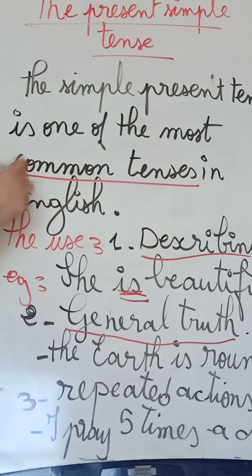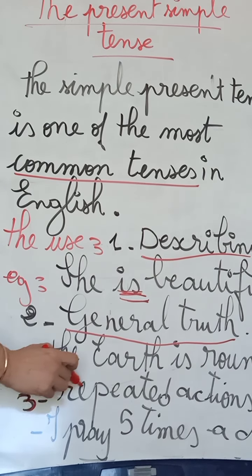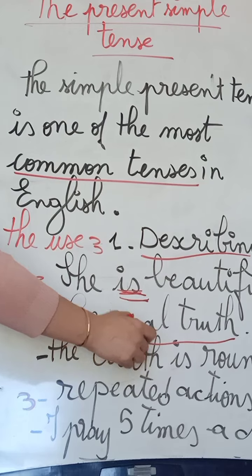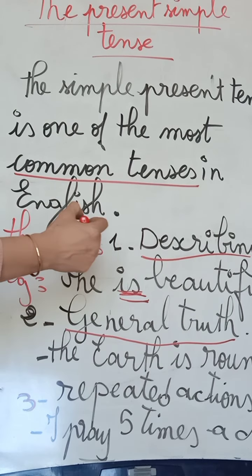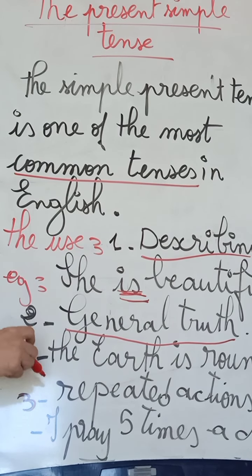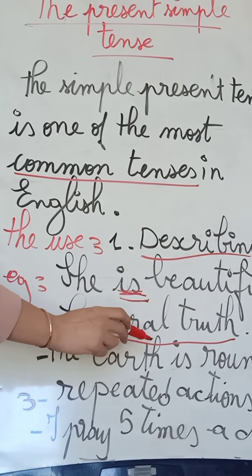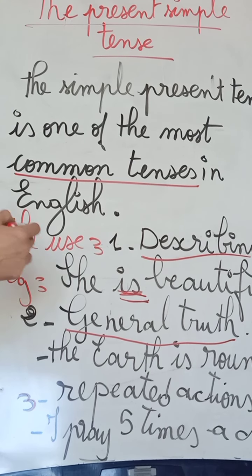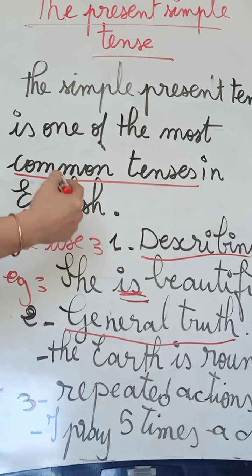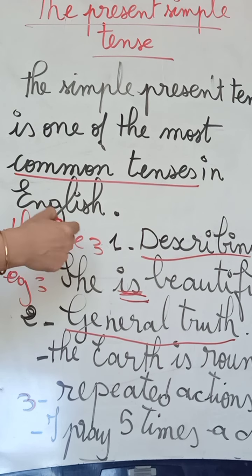Third, I use also this tense for repeated actions. Des actions qui se répètent. Des actions qui s'arrêtent chaque fois. For example, I pray 5 times a day. أنا أصلي 5 مرات في اليوم. هادوما c'est repeated actions, des actions qui se répètent à chaque fois.